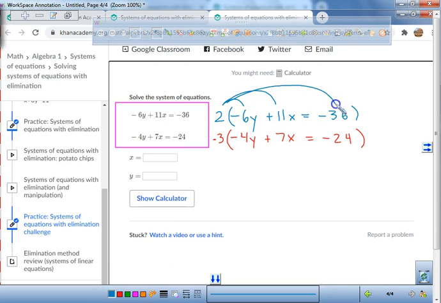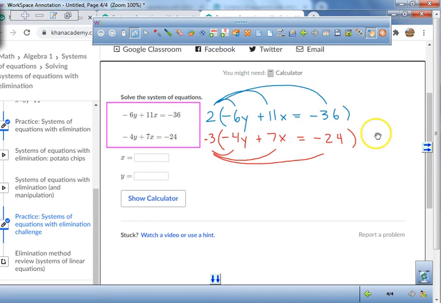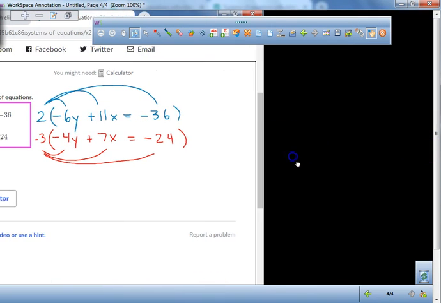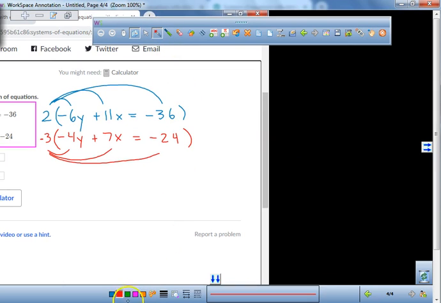So get your calculators out if you're just really bad at multiplication. All right? If you're really good at multiplication, just multiply it in your heads. All right? But if you're bad, just use your calculator. All right? The state of Texas allows you.